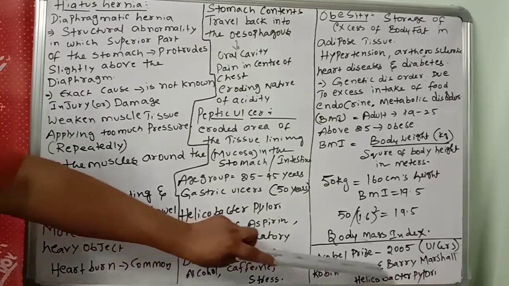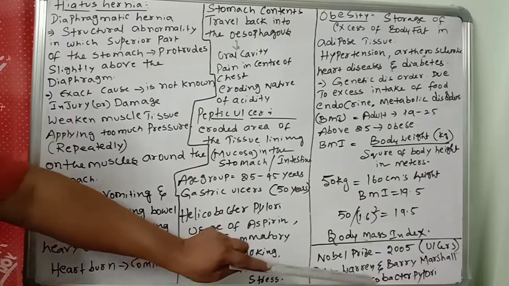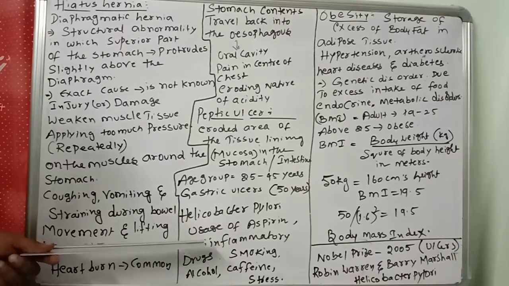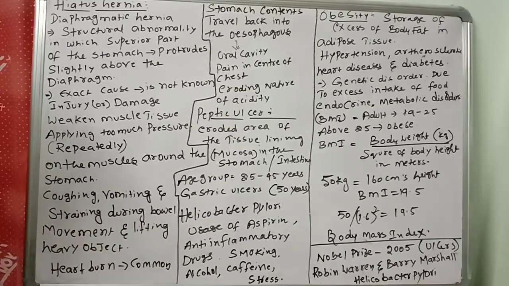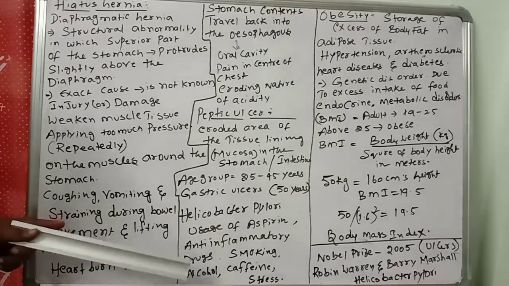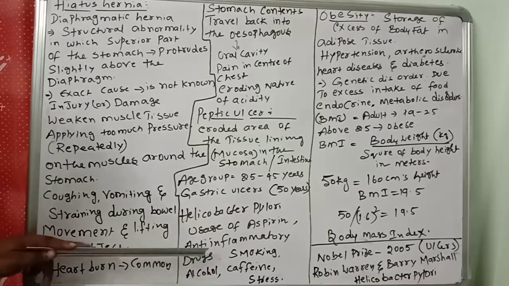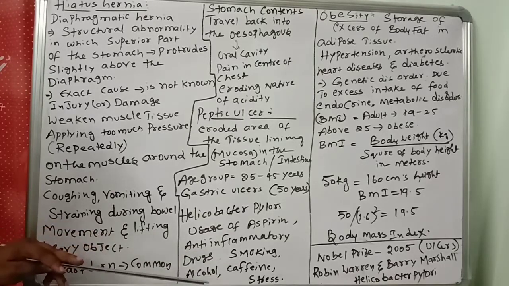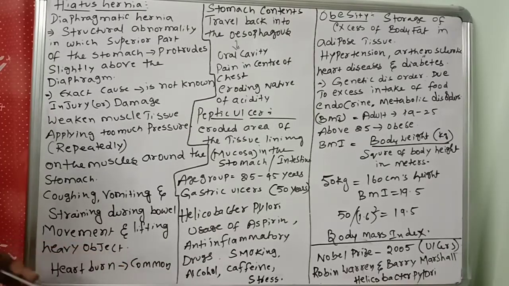You know, the Nobel Prize in 2005: Robin Warren and Barry Marshall got the Nobel Prize for discovering Helicobacter pylori as the cause of peptic ulcers. So Helicobacter pylori is one of the reasons. Next, anti-inflammatory drugs. Usage of aspirin, one of the drugs you know very well, or certain anti-inflammatory drugs. Next, smoking, alcohol, caffeine, and stress also cause ulcers. Very dangerous ulcers.